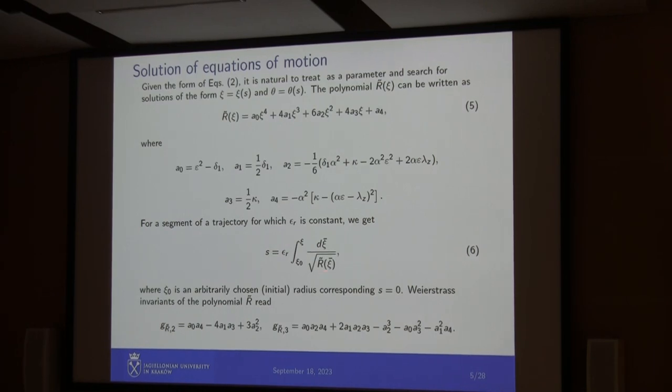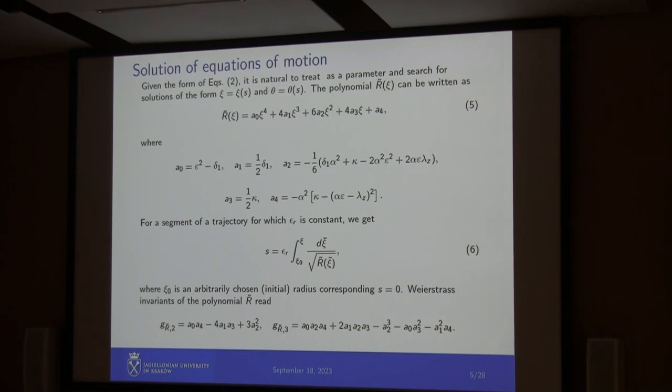And here we have a polynomial of the fourth degree, and if you know something about elliptic integrals, then we see that this is basically the definition of an elliptic integral. So we have to use elliptic functions to compute this integral. And because we are dealing with Weierstrass elliptic functions, here I write down the Weierstrass invariants, which characterize the specific Weierstrass elliptic function.